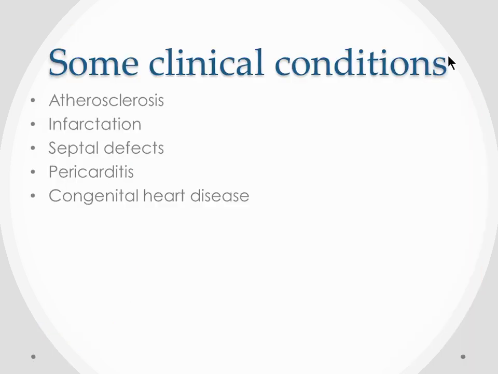Let's look at some clinical conditions. First is atherosclerosis. This is where a cholesterol plaque is deposited on the blood vessel wall. So what will it do? It will cause narrowing of the vessel wall. So it becomes very difficult now for blood to pass through. So if it is in a large blood vessel like the aorta or the pulmonary artery, then the ventricles have to contract more forcefully to push it out.